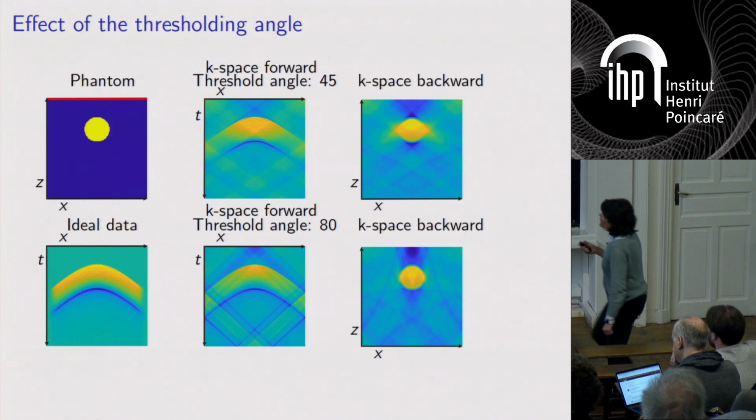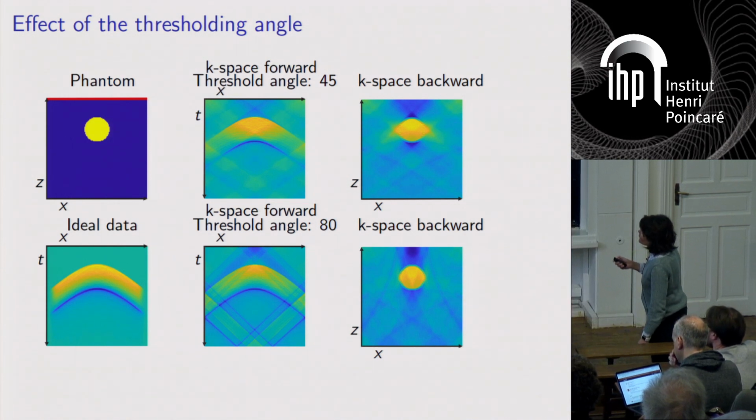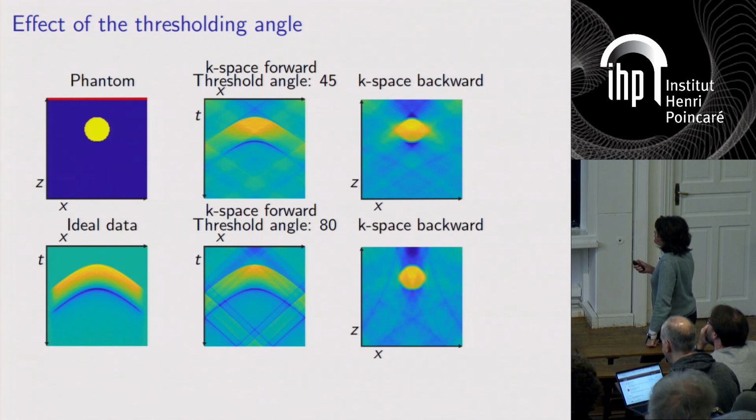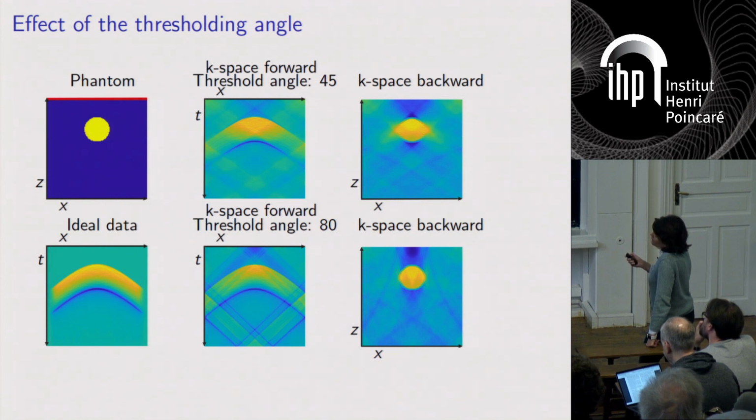So this is the phantom, this is the ideal data. The ideal data here is already limited angle data, of course, because otherwise the plane would have to be infinite for the finite data. But putting in an angle of 45 causes this type of artifact in the reconstruction. So this is how the Fourier space of the data looks like. So this is how the inversion from the Fourier space of the data looks like, and this is when you allow a larger angle. So this is how it looks like, and this is how it reconstructs.